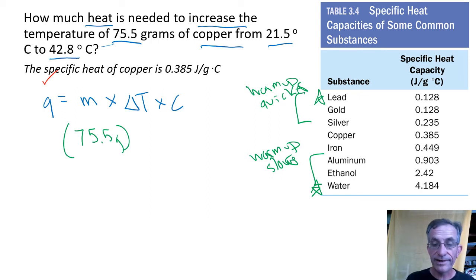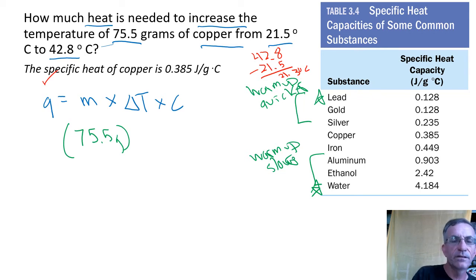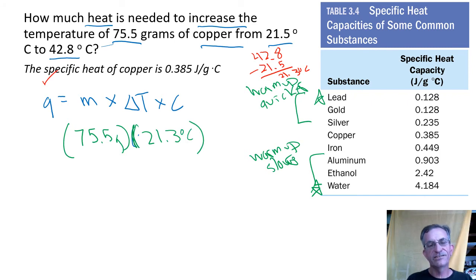So this thing is starting off at 21.5 and I want to get it up to 42.8. That means, maybe I should do a little scratch work right here. If I work it out, I am trying to get this thing 21.3 degrees hotter. So I would put in for my delta T, 21.3 degrees Celsius. All right, so we got the grams, we got the Celsius. The only other number we need is specific heat.